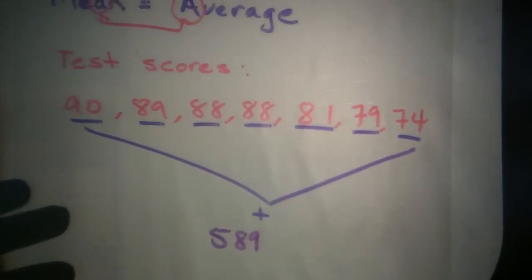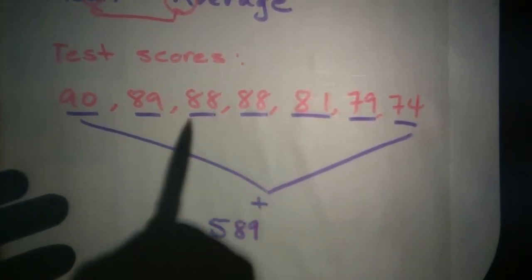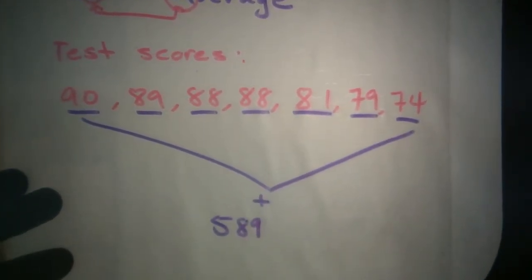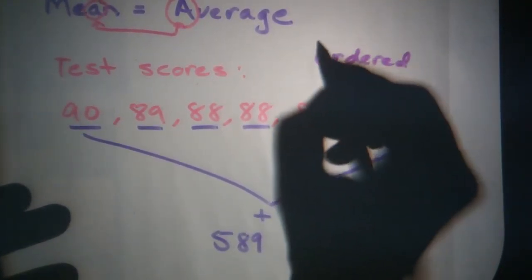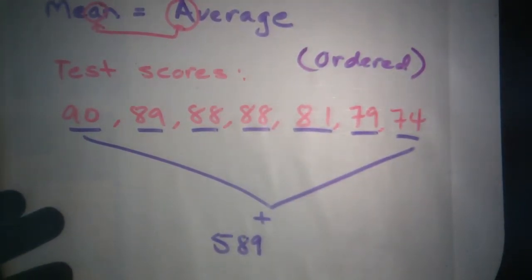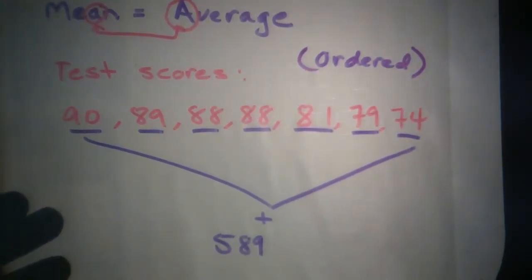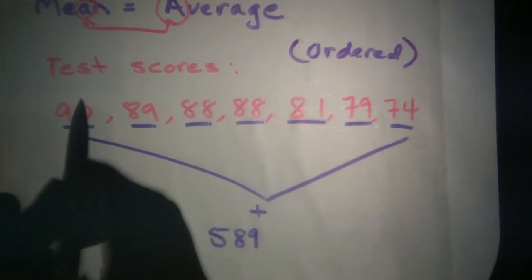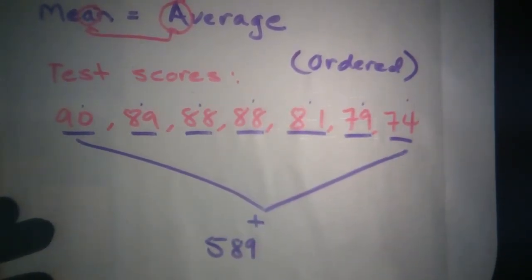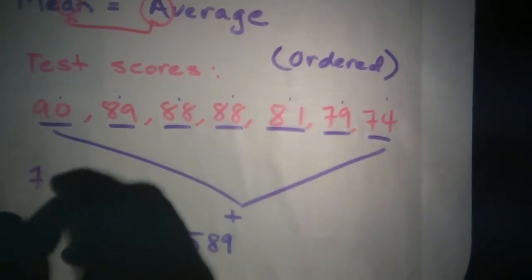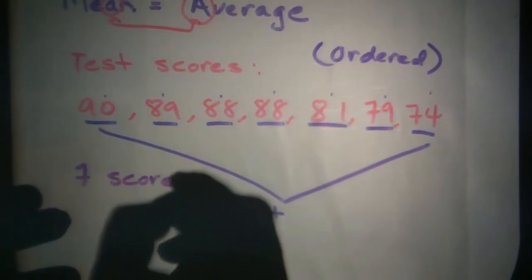Now let's count the number of terms. Now you'll see I have them already ordered from greatest to least. Remember, we want to always have them ordered. Alright, so greatest to least is the most common method. And we have 1, 2, 3, 4, 5, 6, 7 terms. So we have 7 scores here.